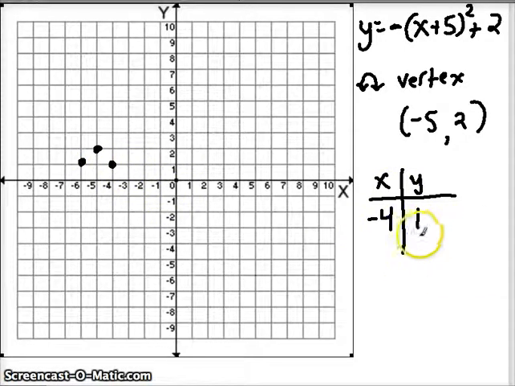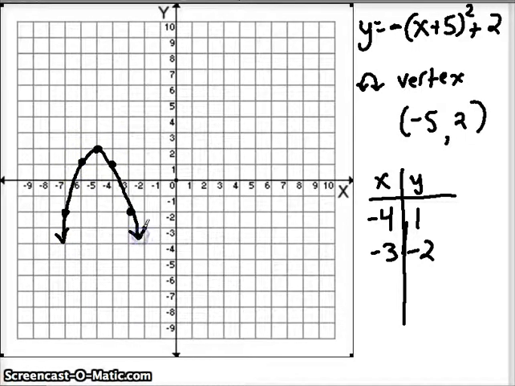Let's keep moving. Let's go -3. And see what that does. So -3 plus 5 is +2. +2 squared is 4. 4 times -1 is -4. -4 plus 2 is -2. So -3, -2, and -7, -2. And we could keep going, but that's enough to get the idea of our parabola there.